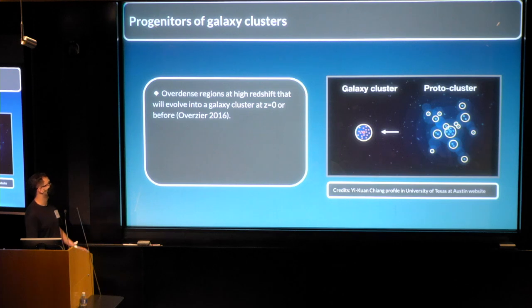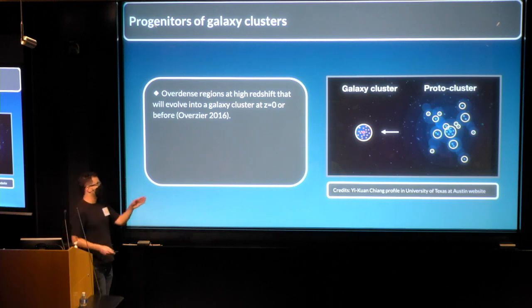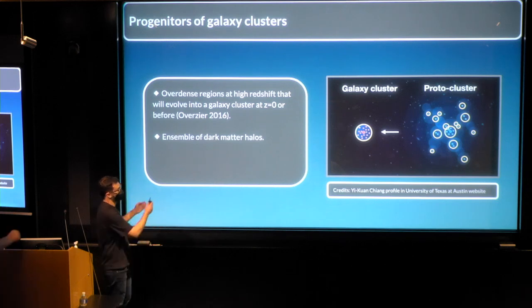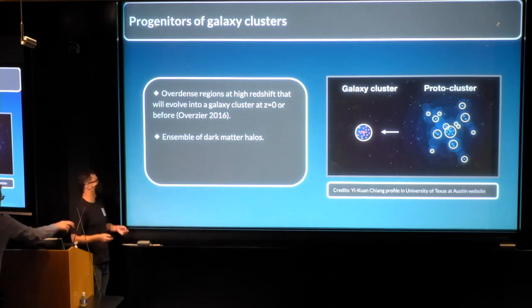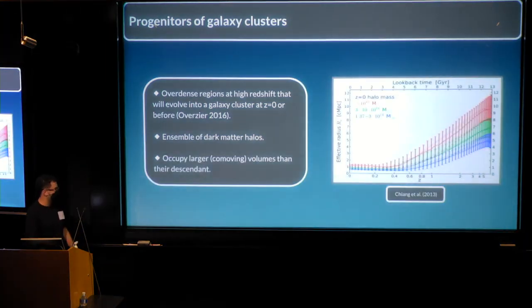Those are defined as overdense regions at higher redshift that will evolve eventually into a galaxy cluster at redshift 0 or before. In that cartoon, we have an illustration of what protoclusters are. Basically, they are an ensemble of dark matter halos that will, as I said, evolve into a galaxy cluster at redshift 0. Compared to clusters, they occupy very large co-moving areas in the sky.